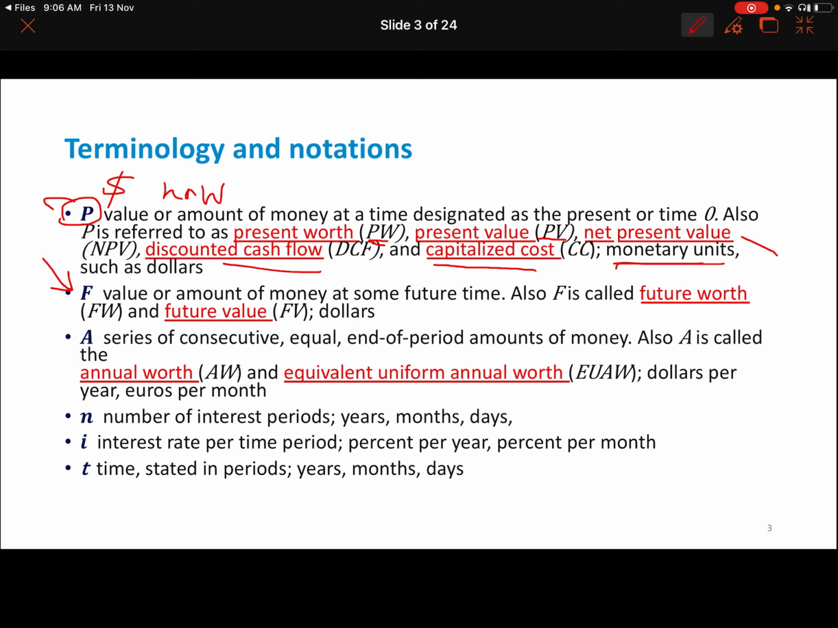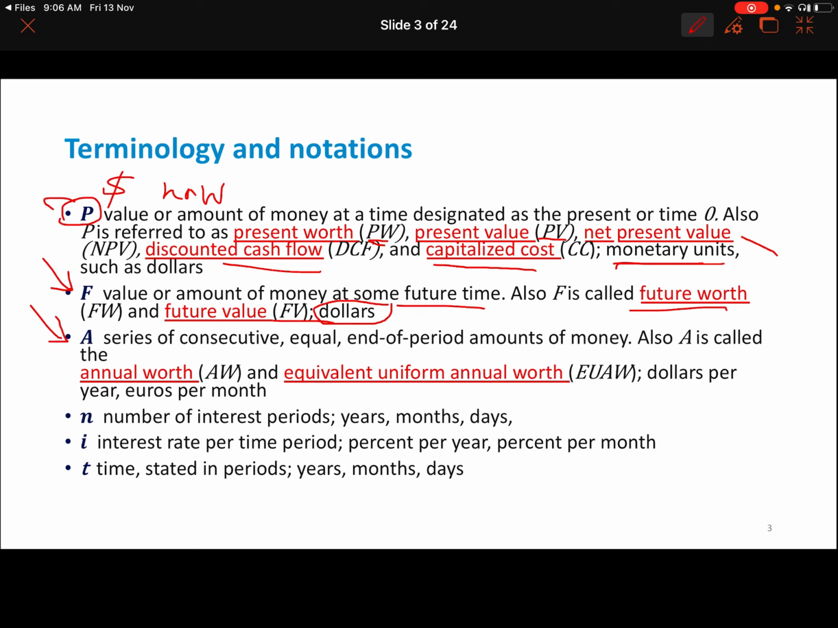Future value, we give it the notation F, and this is the amount of money I need to owe or to gain after a certain number of years in the future. So we call it future worth or future value. Again, this is dollars or an amount of money.